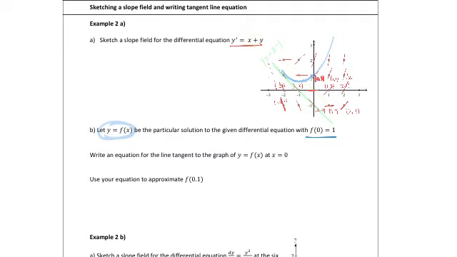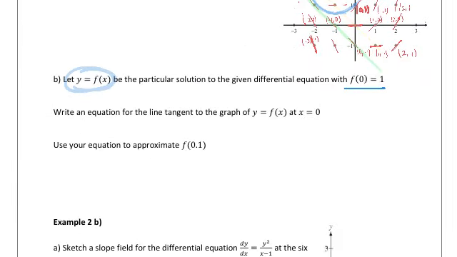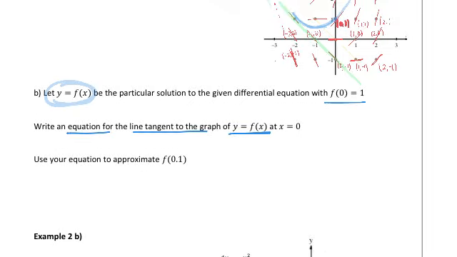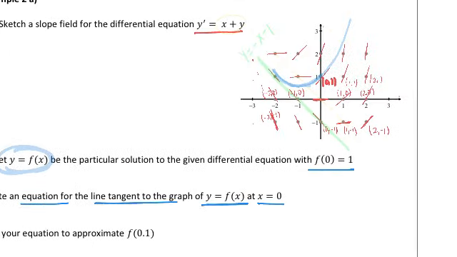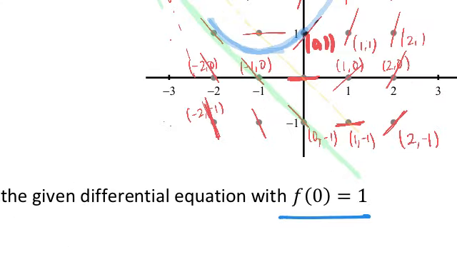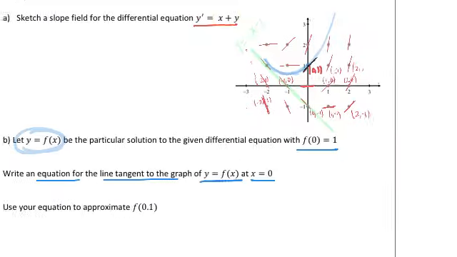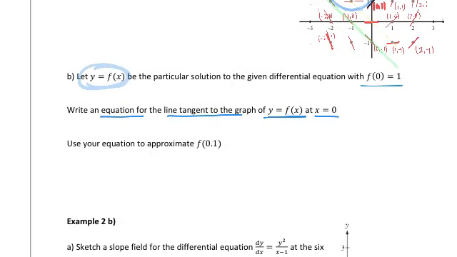And then in the next part, we're asked to write an equation for the line tangent to the graph of this solution curve, this particular blue curve we just drew, at x equals 0. So that means we're writing the equation of this particular tangent line. That's easy because we know that we have to go through the point (0, 1). We know the slope is given by the differential equation, right? dy/dx equals x plus y, so dy/dx equals 1.